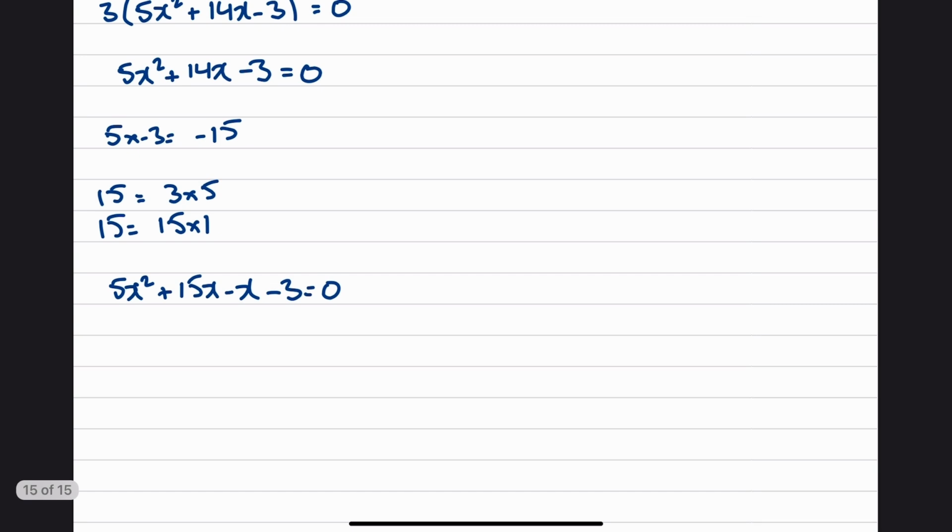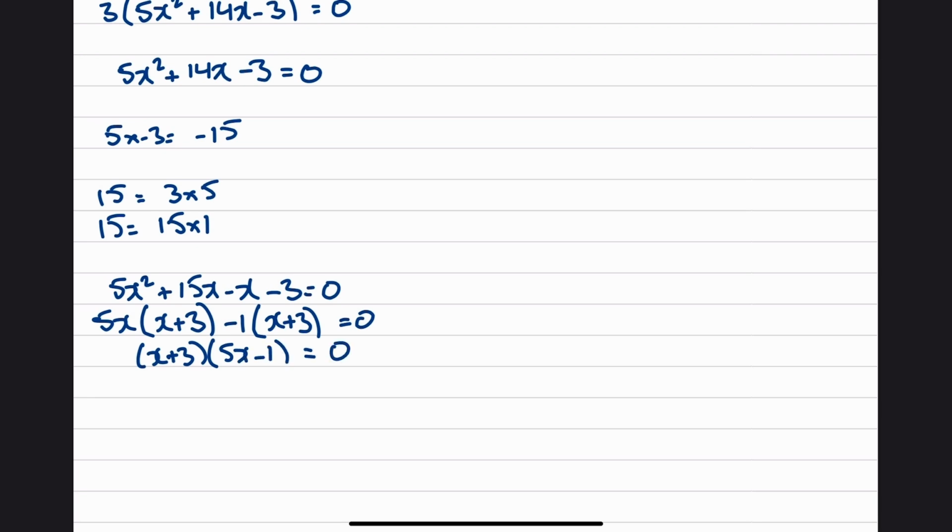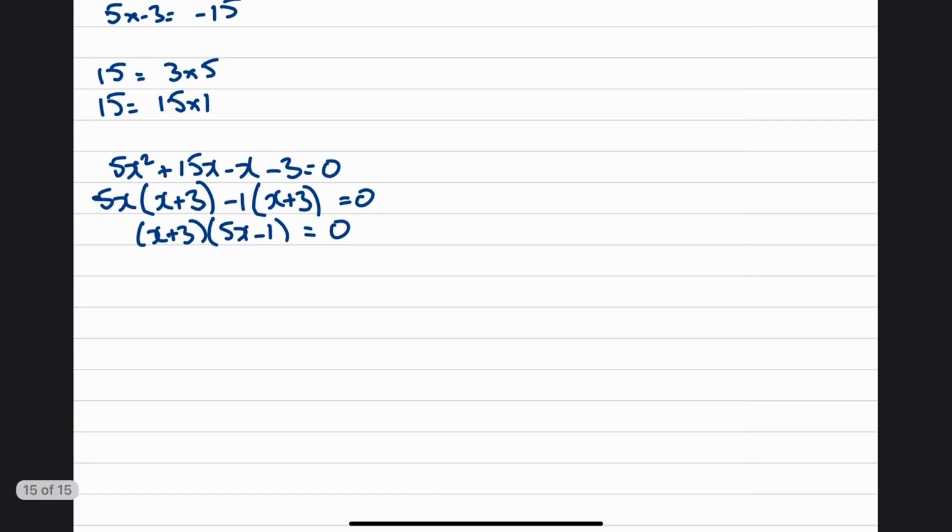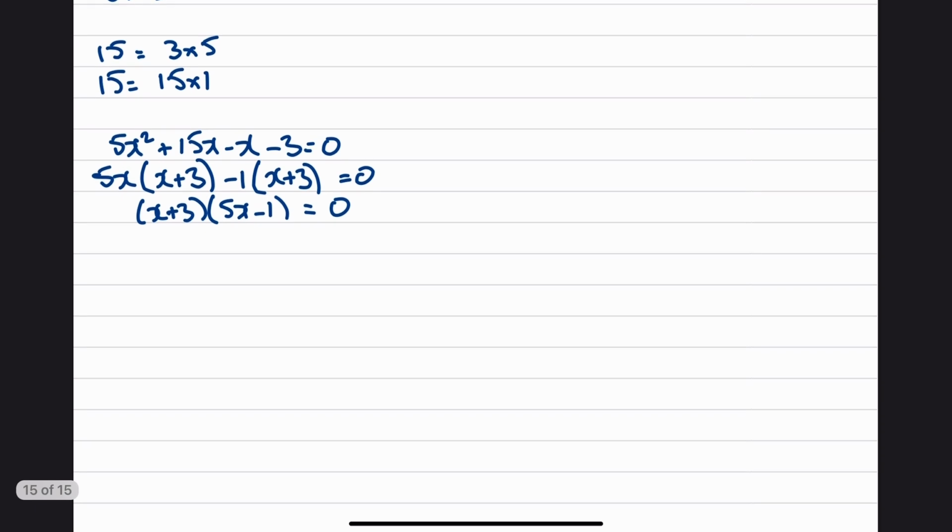And now we just factor out the common terms. So the common term in these two would be 5x. So 5x factored out, x plus 3 is what's left in the bracket, and minus 1 factored out, x plus 3 is left in the bracket. And then we factor out x plus 3, and we're left with 5x minus 1 equals 0. Now we've got two linear factors and we can equate them to 0. So x plus 3 equals 0, 5x minus 1 equals 0.